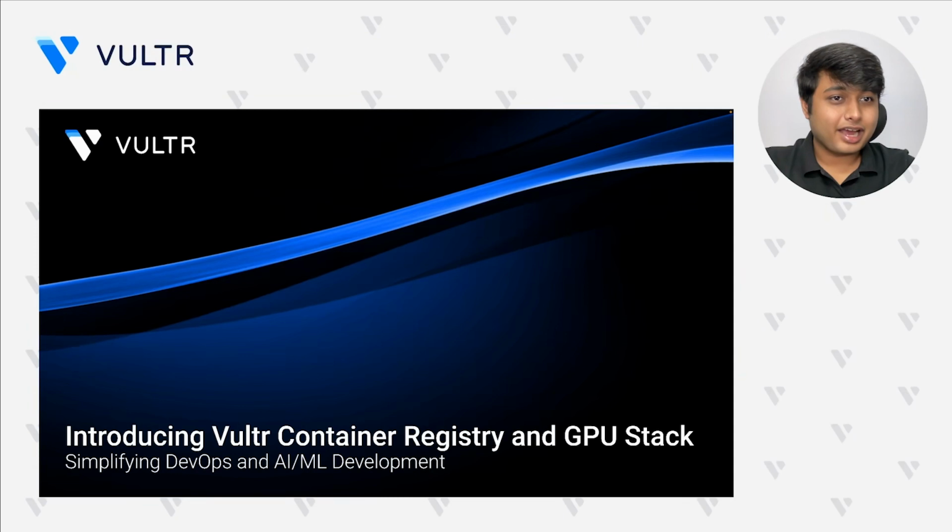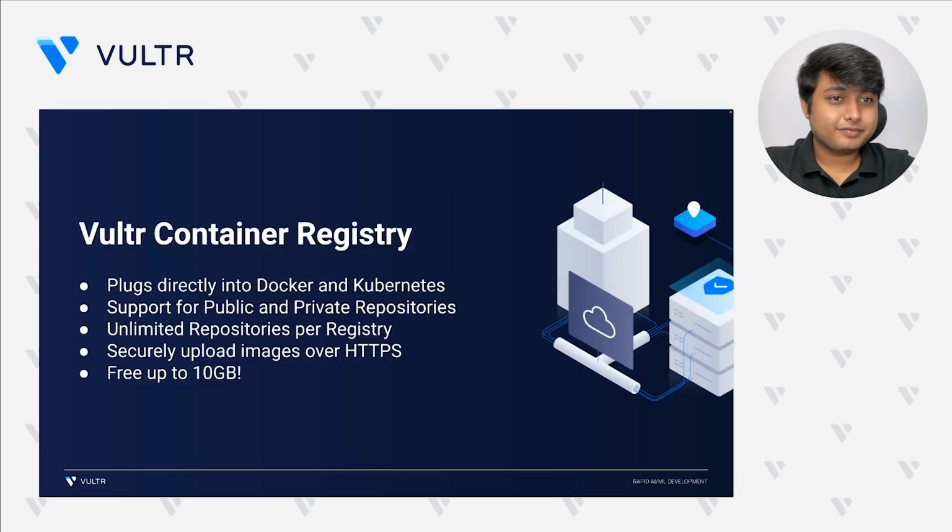And in this tech talk, I'm going to introduce you to the Vultr Container Registry and the Vultr GPU stack, simplifying DevOps and AI ML development. Vultr Container Registry plugs directly into Docker and Kubernetes. It allows you to store your containerized applications and container images on our infrastructure closer to your other cloud resources such as VKE clusters, your virtual or bare metal instances.